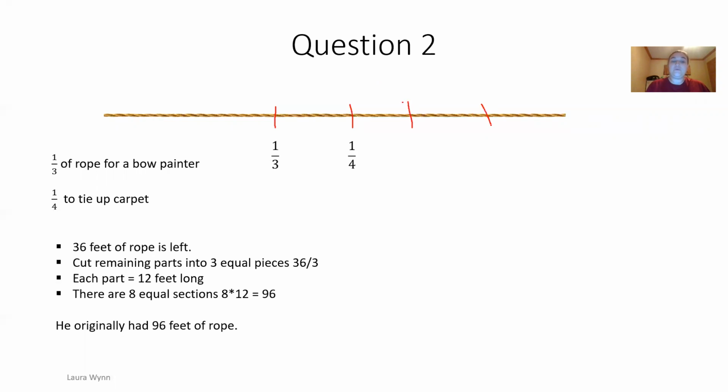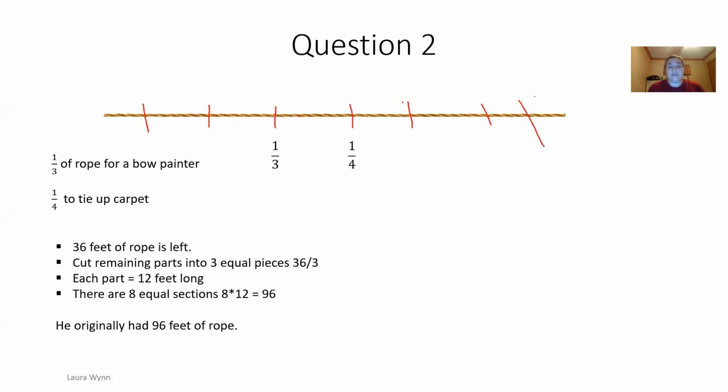All right, so in order to figure this out, we know he has 36 feet of rope left. So we're going to divide 36 into 3. No, we're going to divide 3 into 36, sorry. So each part that's left is equal to 12 feet. Now we can divide this into, let's see, we have 1, 2, 3, 4, 5. Oh, that's not right.